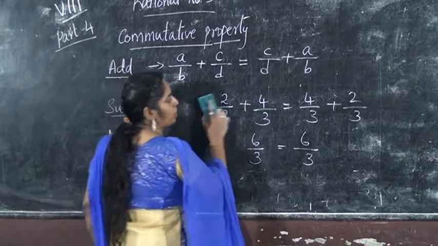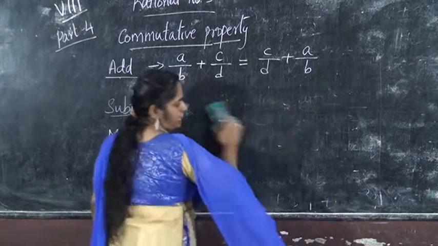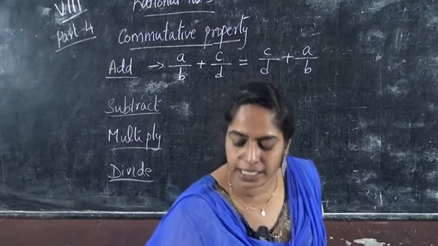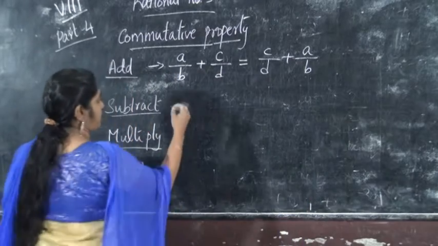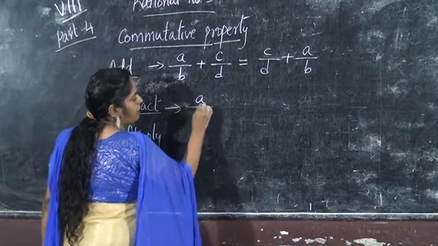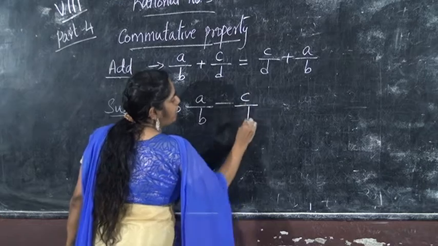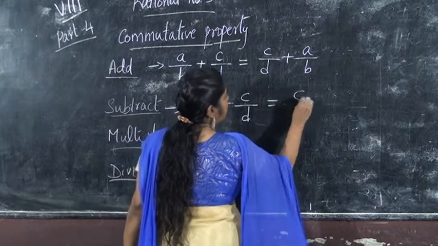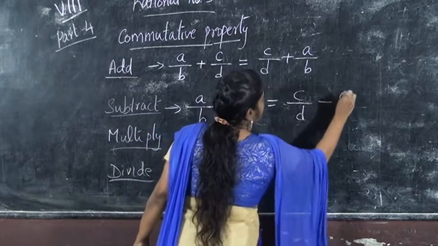So we can go to another operation, subtraction. Is the commutative property applicable for subtraction? We can check it out. a by b minus c by d will be equal to c by d minus a by b.